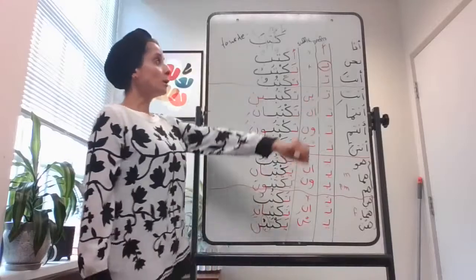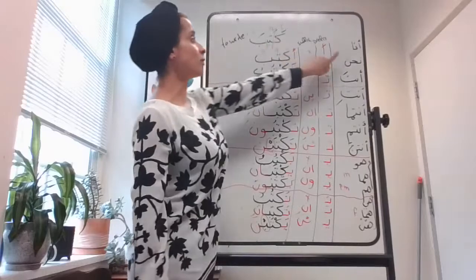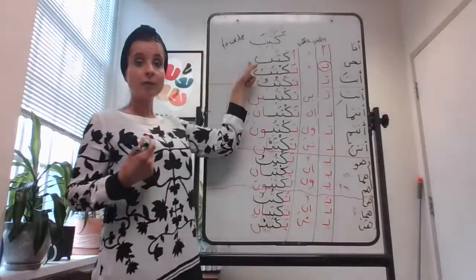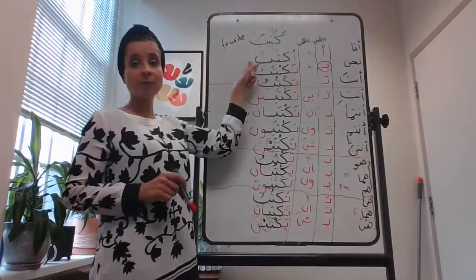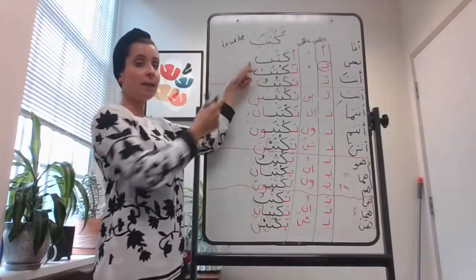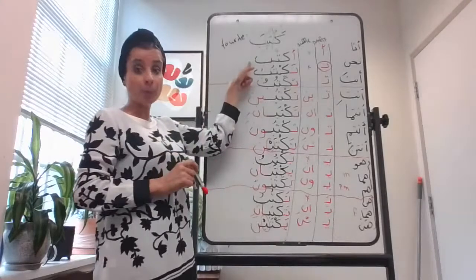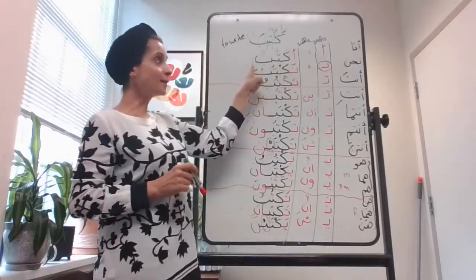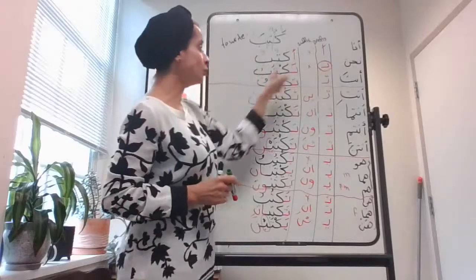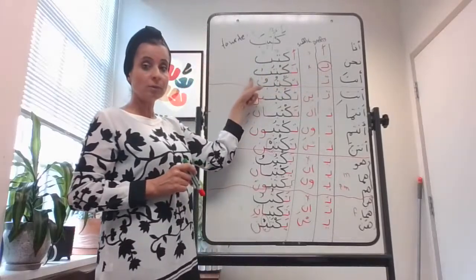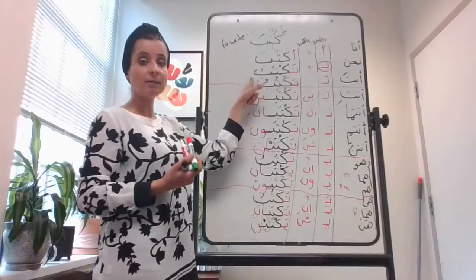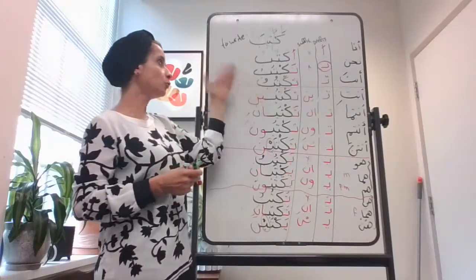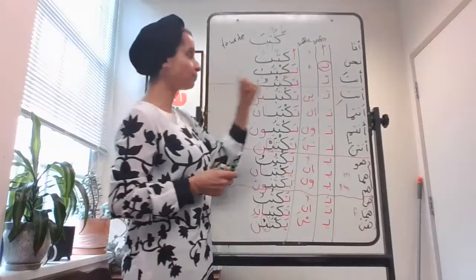Okay. So kataba for ana, ana aktubu, which means I write or I am writing. Aktubu ala lawh, I'm writing on the board, or I write on the board. Ana aktubu. Nahnu naktubu. We are writing or we write. نحن نكتب. نكتب على اللوح.